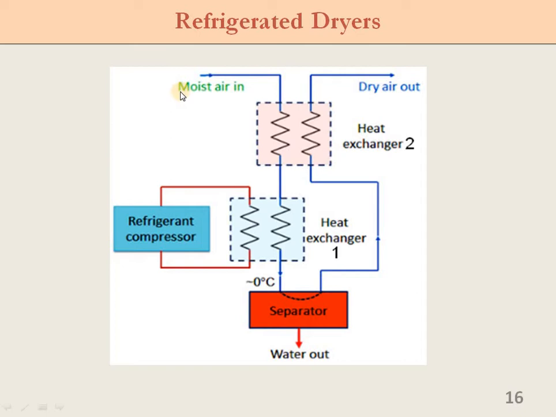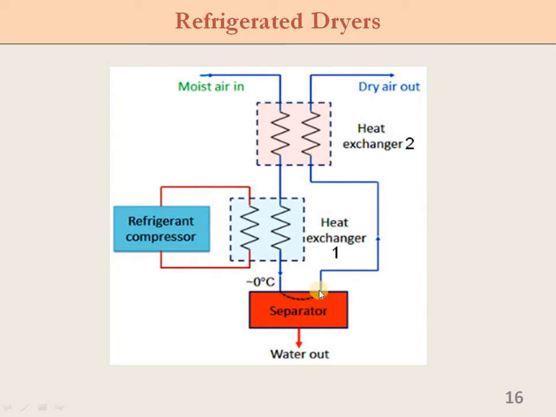First you take the compressed air from the container to heat exchanger 1. In heat exchanger 1, what will happen? The refrigerant gets compressed, and that refrigerant passes through this heat exchanger 1. Here heat exchanger 1 is the refrigerant and air heat exchanger. Here you cool the compressed air to the dew point, that is 0 degrees Celsius. Due to that cooling effect, whatever moisture content is in the air gets condensed, and that condensed water can be separated in the separator.